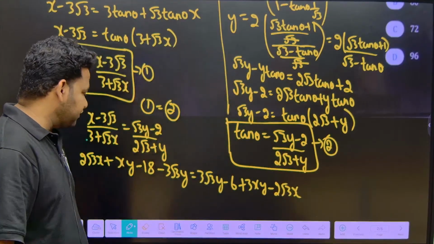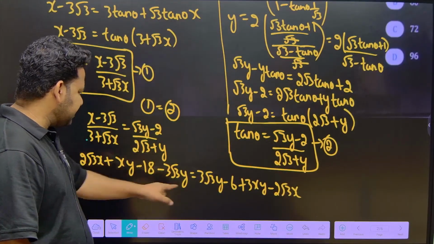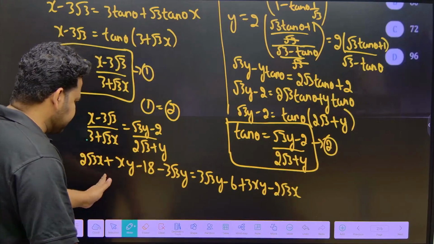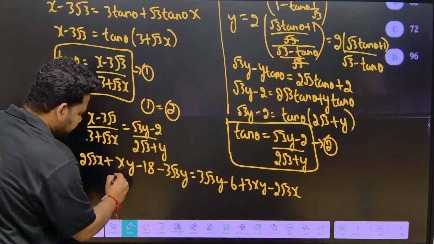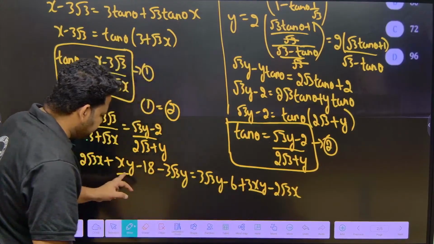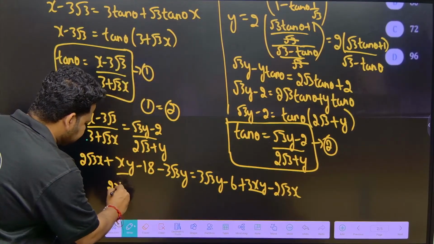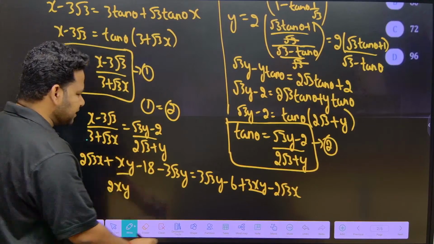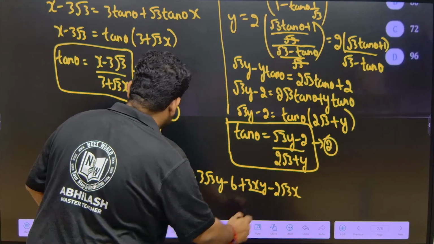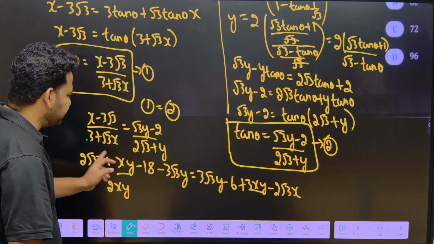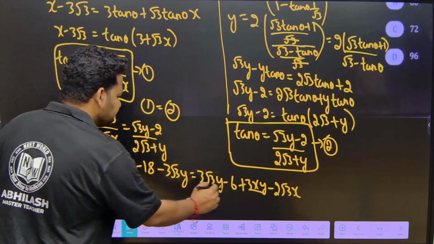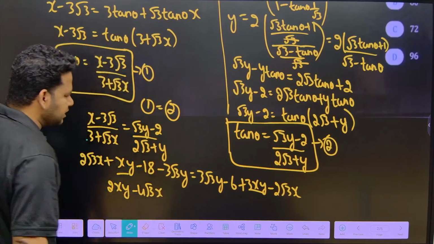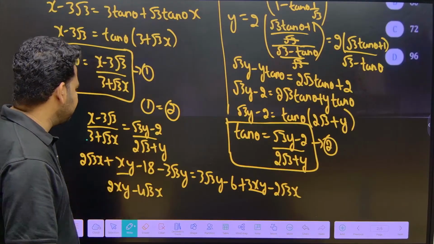Now see here, friends, here I am having just xy, here I am having 3xy. Everything let me take to RHS. So 3xy minus xy, I will get 2xy. Here I am having minus 2 root 3x, here plus 2 root 3x. If I send it that side, I will get minus 4 root 3x.